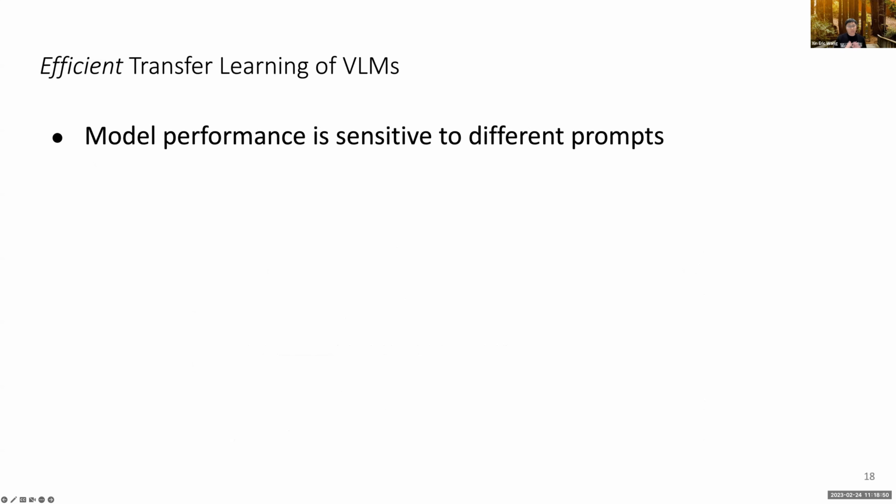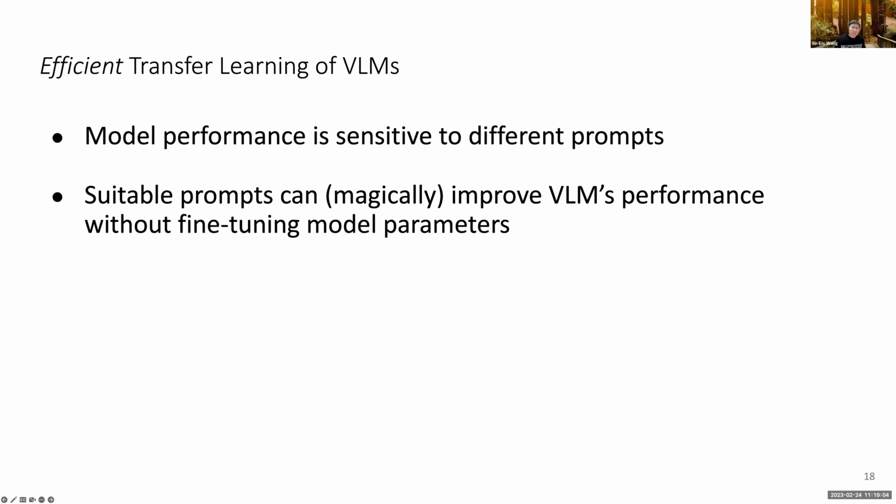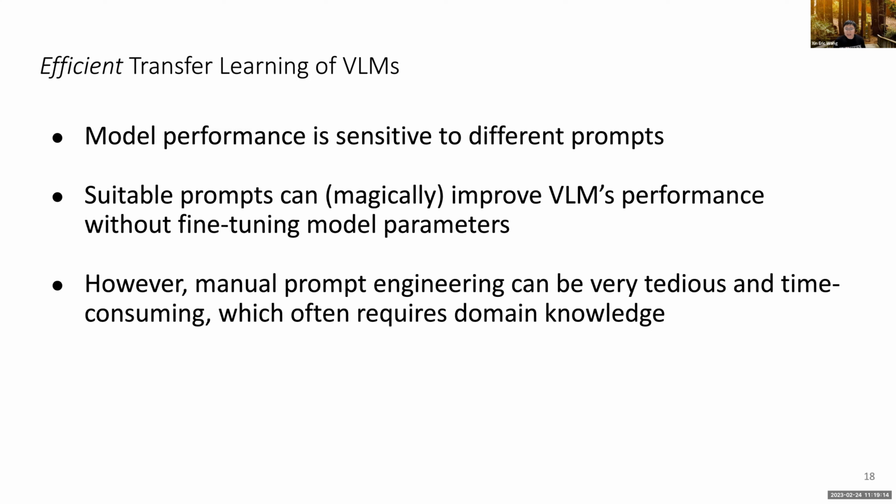So as you can see, the model performance is very sensitive to different prompts. And if we carefully design the prompt, then we can probably get better performance. Some suitable prompts can magically improve vision and language models' performance without fine-tuning model parameters. However, manual prompt engineering can be very tedious and time-consuming, which often requires domain knowledge. Because you need to basically try a lot of things to make it work, and there is no certain direction to try, and sometimes it requires some domain knowledge. So you need to know how the model is trained, right?